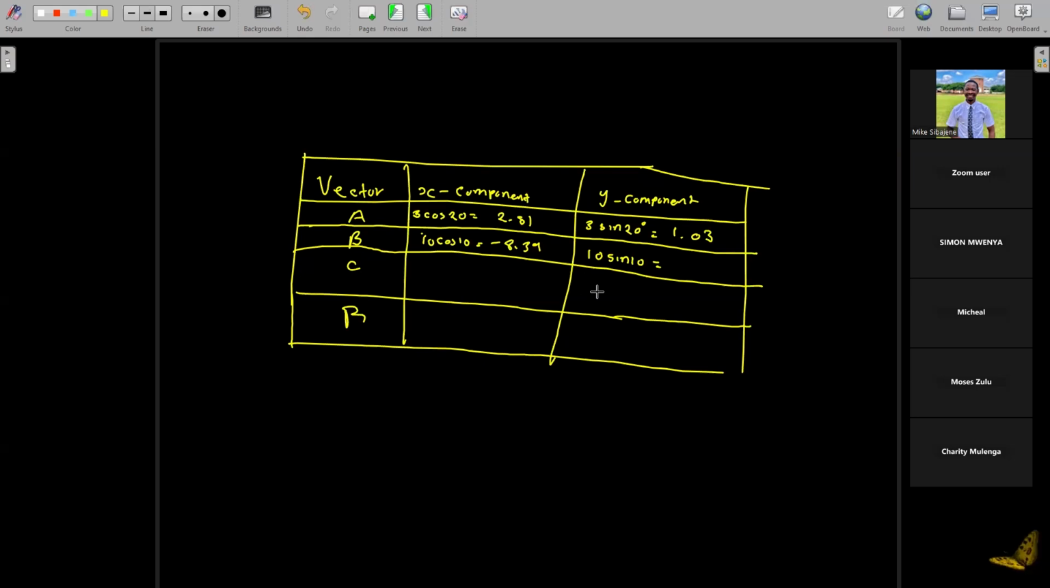So now, what is 10 sine 10? My calculator is giving me negative 5.44. So you can ask yourself, I'm getting negative answers in both the x and the y component. Is it true?